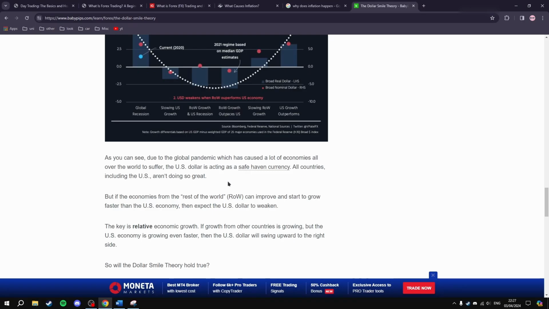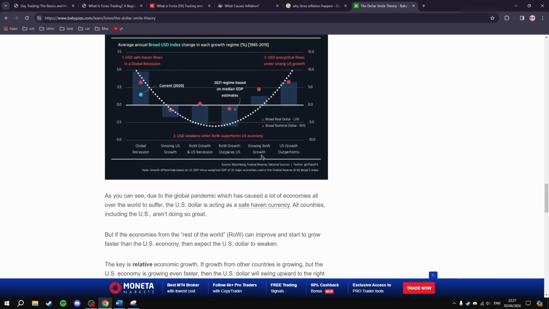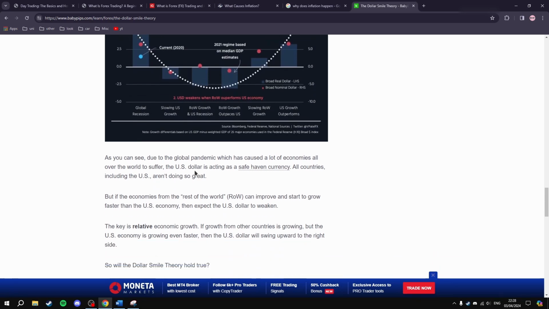As you can see, due to the global pandemic, which has caused a lot of economies all over the world to suffer, the US dollar is acting as a safe haven currency. All countries, including the US, aren't doing so great. But if the economies from the rest of the world, so that's what ROW means, can improve and start to grow faster than the US economy, then expect the US dollar to weaken. The key is relative economic growth. If growth from other countries is growing but the US economy is growing even faster, then the US dollar will swing upwards to the right side.